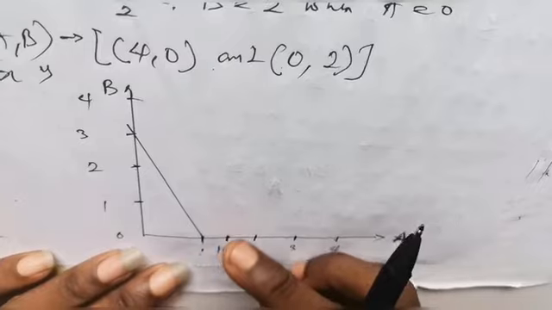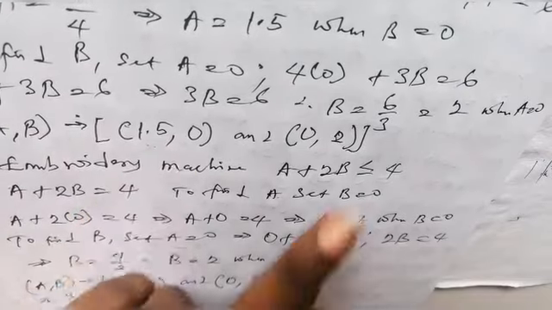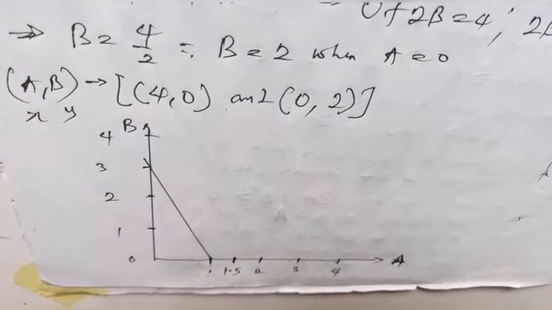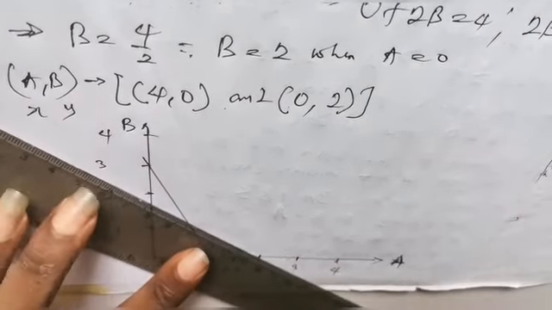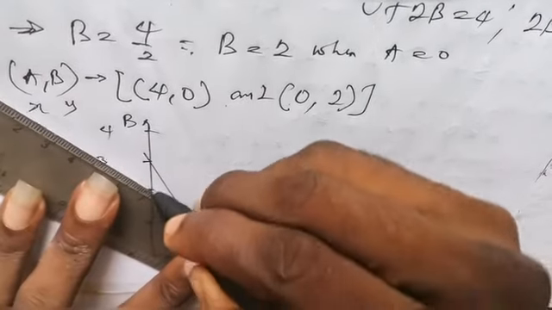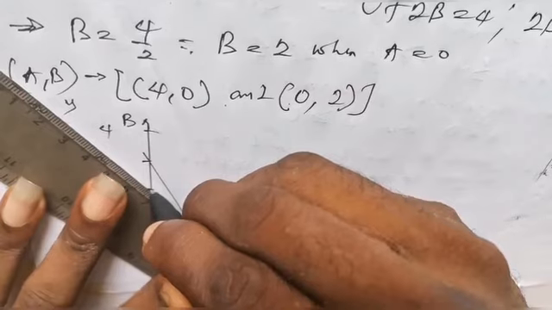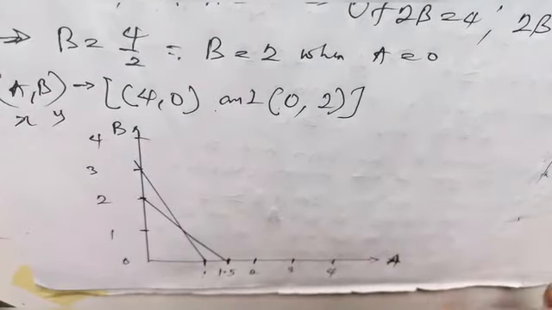Okay, so A is 1.5 and B is, let's go back to it once again, A is 1.5 and B is 2. So connect A 1.5 and B 2. This is 2, this is 1.5. You connect the points together, so you have something like this.